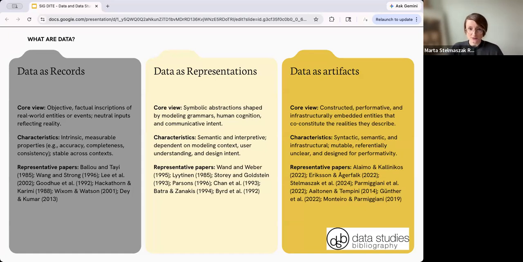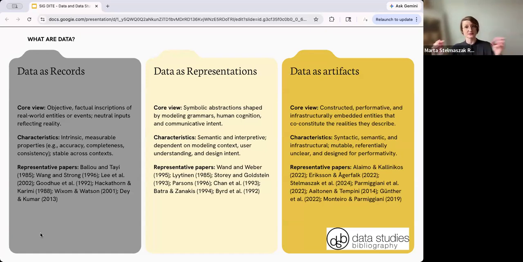And in here, scholars often think about, for example, the syntactic, so the format-related aspects of data, together with semantics, so the meanings, and the infrastructure. And they're looking at how data are mutable, how what they refer to, so the phenomena in the world, may be unclear, and how these data are designed, which is what makes them performative.